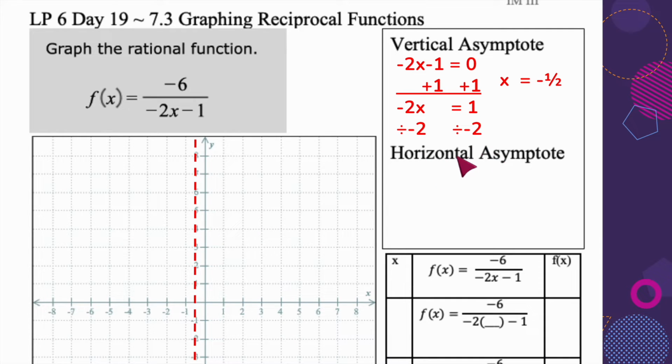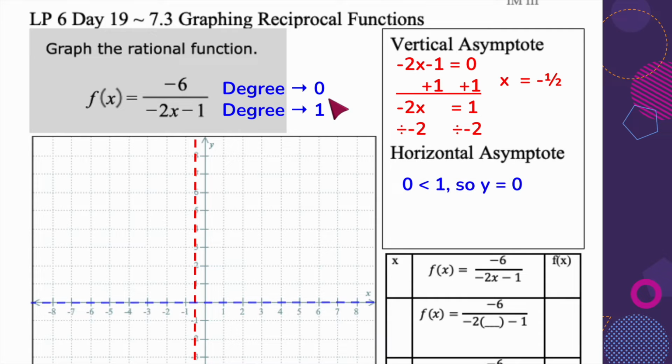All right, so now let's look at our horizontal. With this one, we're just looking at the degree real quick, and you can see I noted it here. Again, I don't have any variables at the top, so that means my degree is 0. My degree at the bottom is 1. 0 is less than 1, so our horizontal asymptote is at 0.